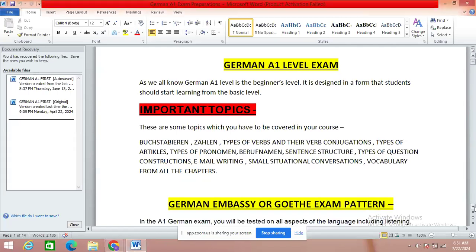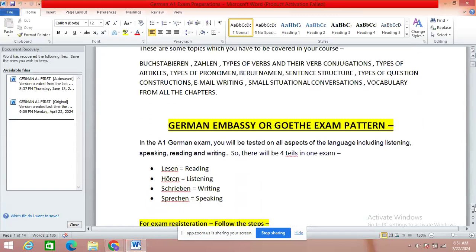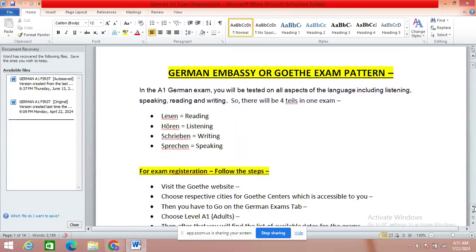Now, first of all, how the examination pattern is. First, we will discuss how the German exam is going to be, how we can go and give that examination, what a Goethe German examination pattern is. That thing we will discuss first, and then we will discuss how we can prepare for that also.